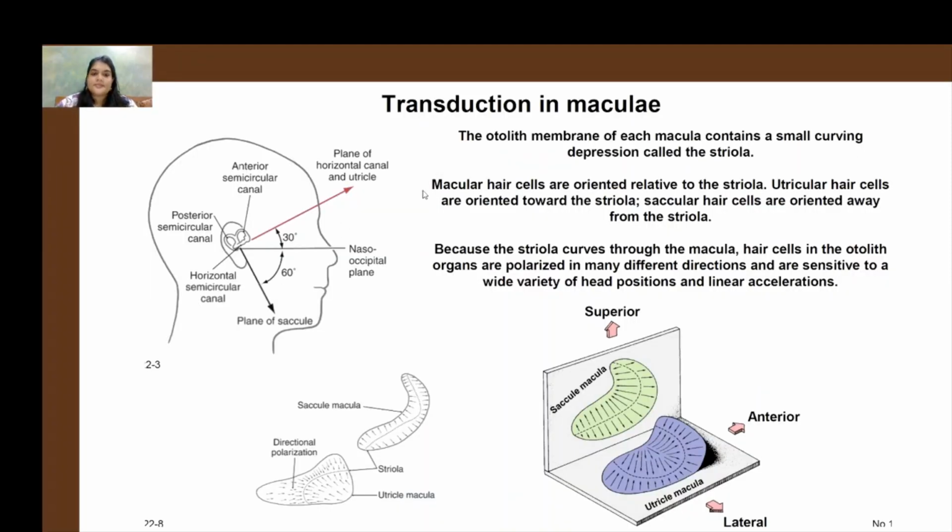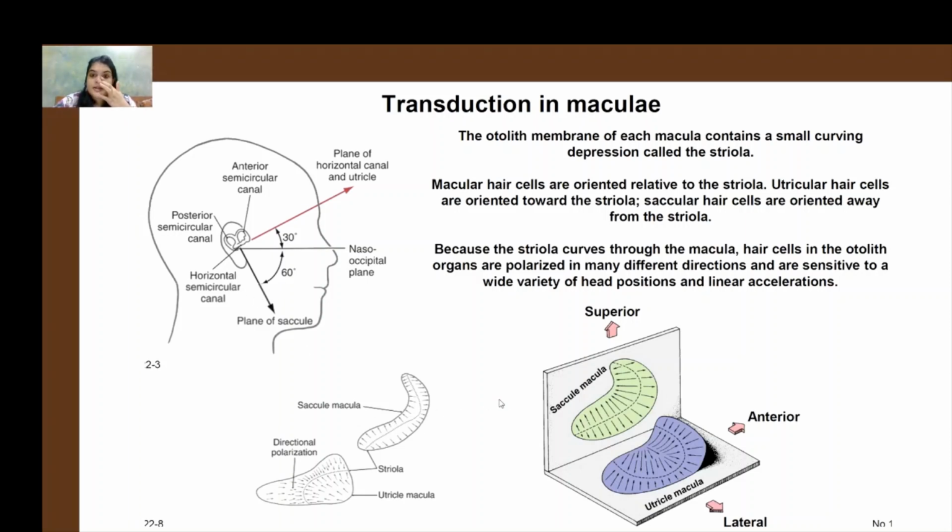Transduction in macula. Here you can see the plane of the horizontal canal and utricle, the anterior semicircular canal, posterior semicircular canal, and the horizontal semicircular canal. This is the naso-occipital plane. It is at an angle of 30 degrees. This is the plane of the saccule.